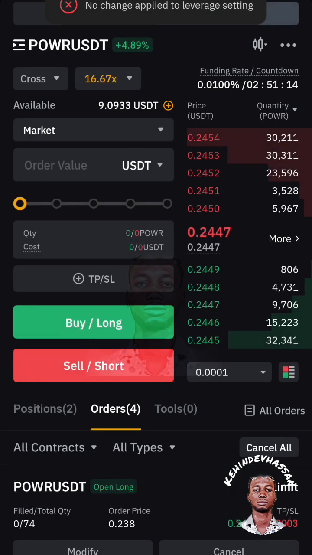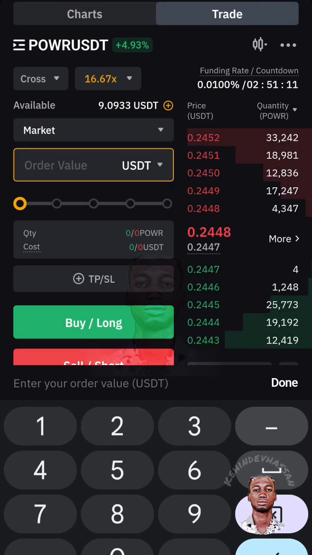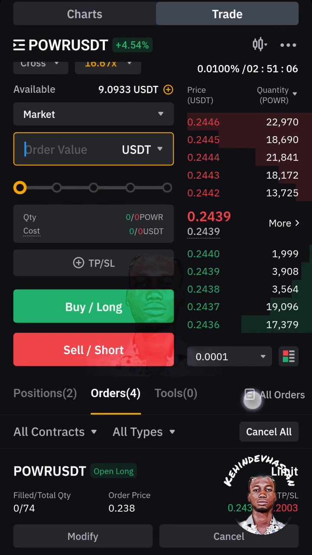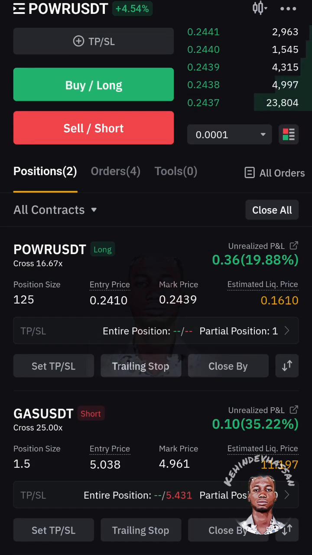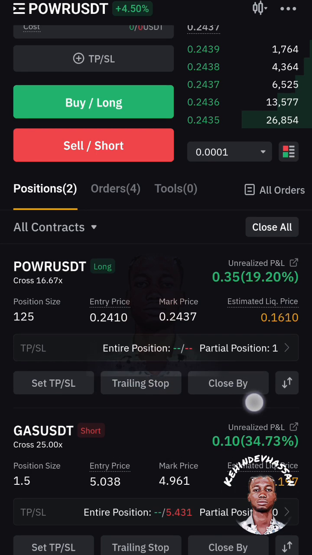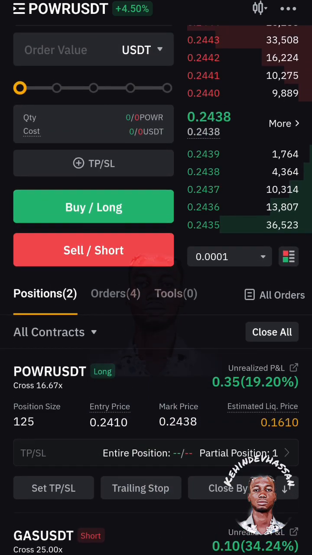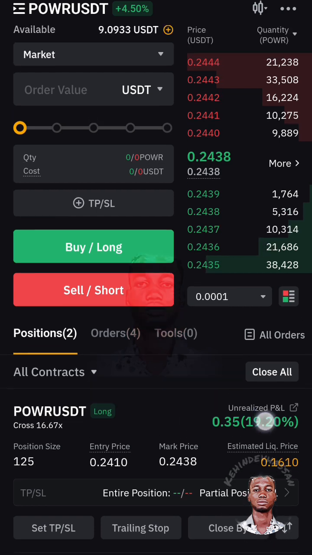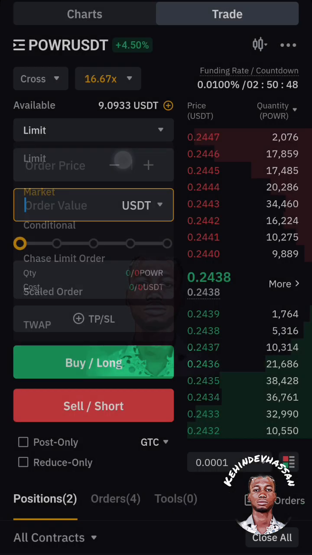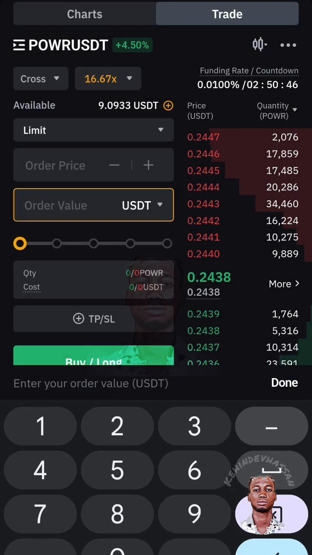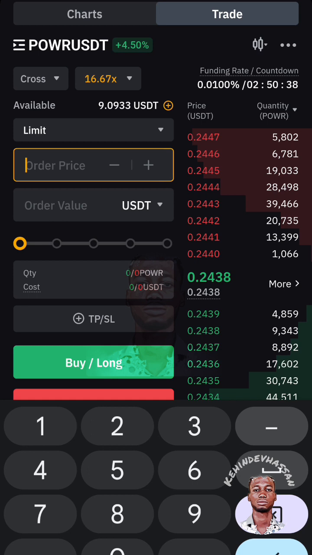We have our available balance here, which is 9 USDT. We have our positions running, as you can see. Our power is running on profit, our gas is also running on profit, 34% profit and 19.20% profit. Make sure your target is based on your percentage, not on your winning amount. Don't be greedy. This is the strategy that we're actually making use of. We are targeting percentage, not the amount.